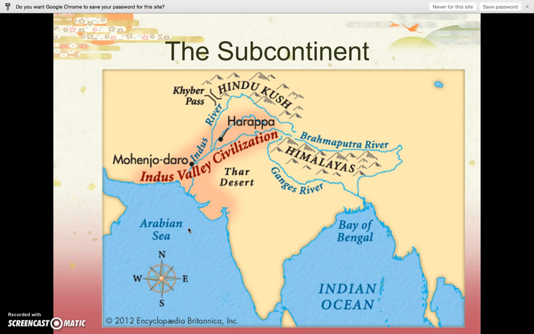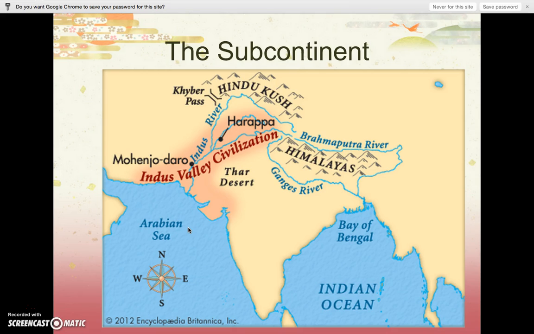This region makes up three major countries there now. It's India, obviously, Pakistan, and Bangladesh. And a couple more geographic features before we switch forward. Again, as you notice, mountains separate India from the rest of Asia. Again, the Himalayas and the Hindu Kush.